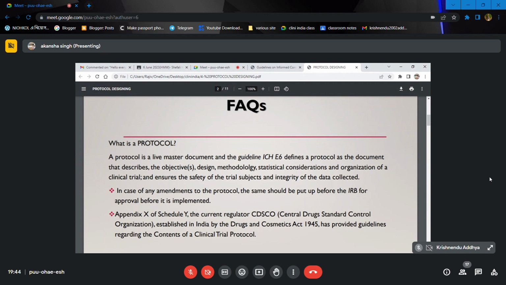So it should be well designed. First of all, your trial requires a protocol which should be well designed. It is a written mechanism which describes the clinical trial design, that is, what kind of design you are going to implement. The design part we'll see in the next class.